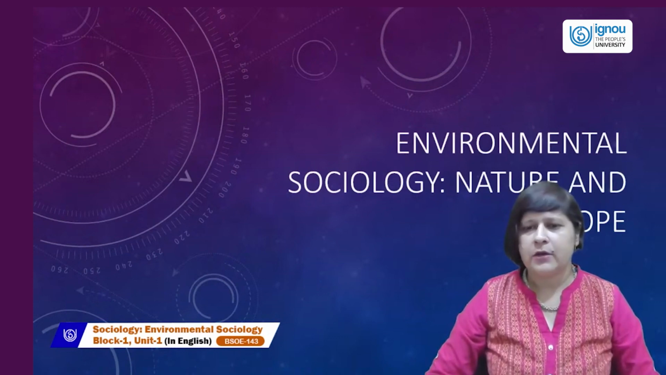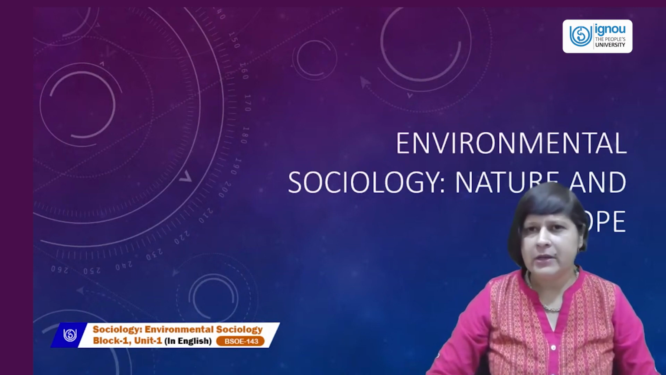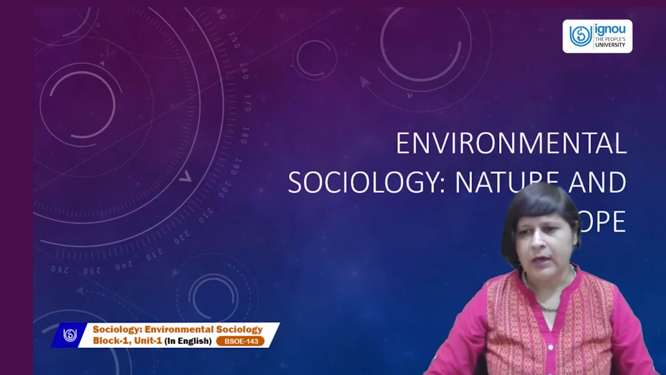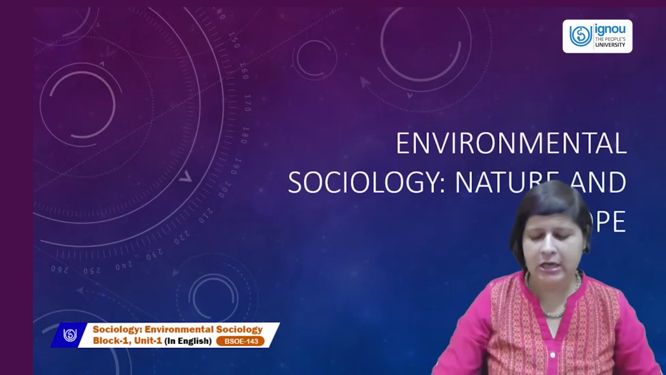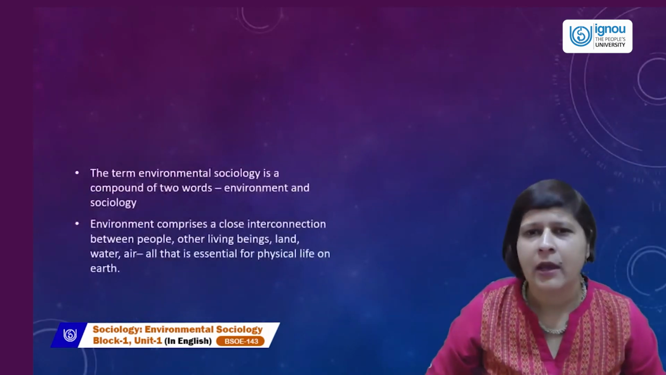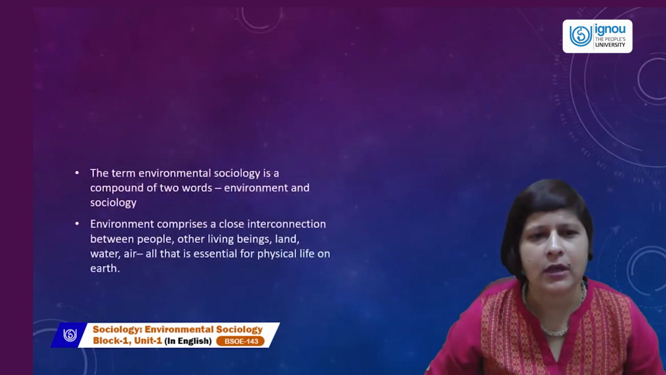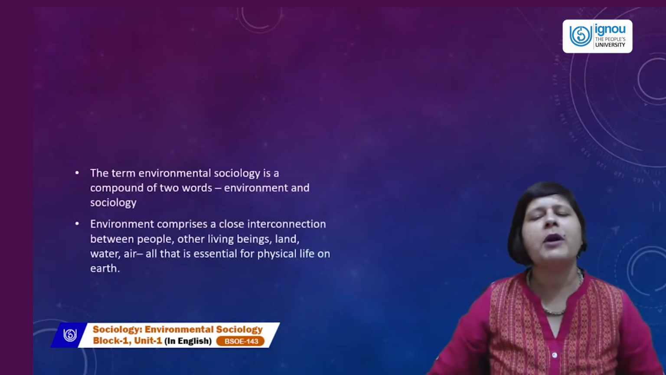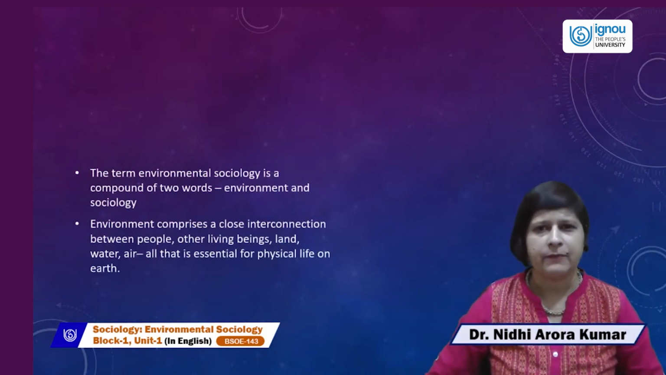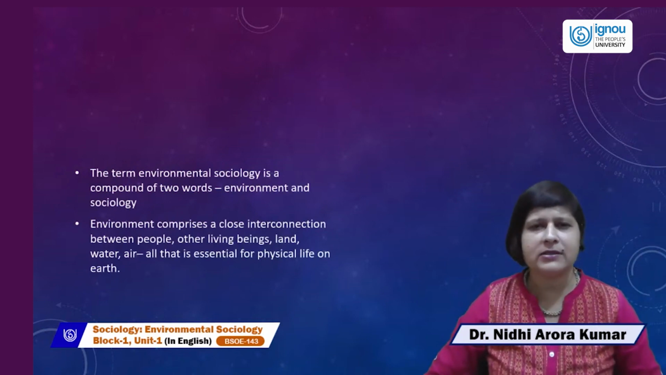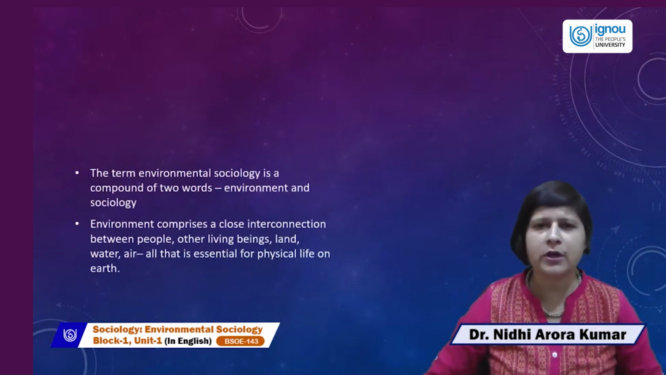Today we'll start with a new subject, BSOE 142, Environmental Sociology. And in this we'll start with Unit 1, that is Environmental Sociology: Nature and Scope. Environmental sociology. Now, this term is a compound of two words, environment and sociology. One word is environment, another is sociology.